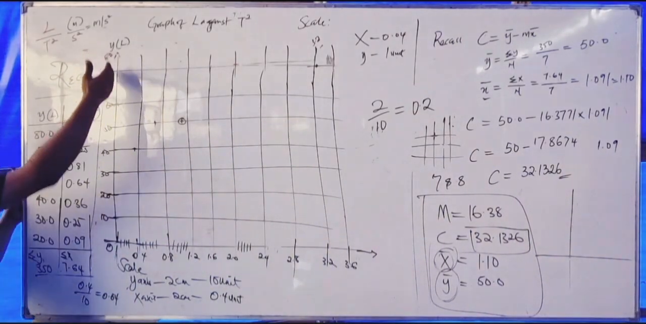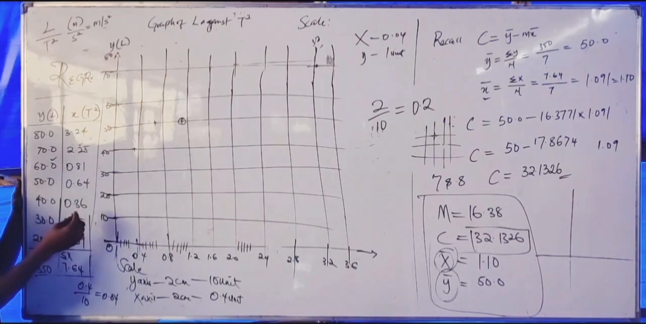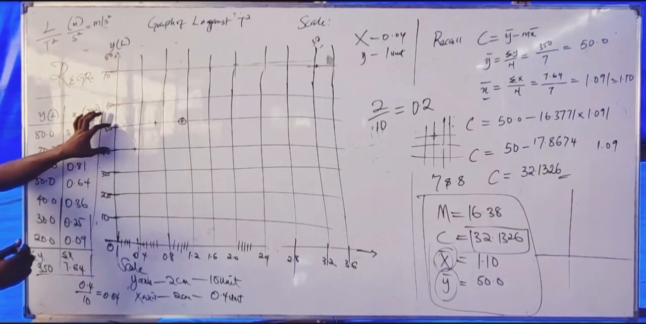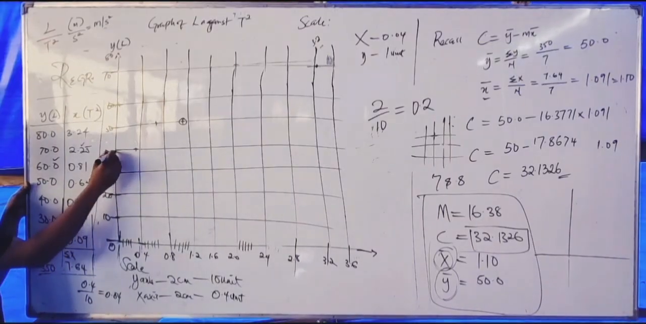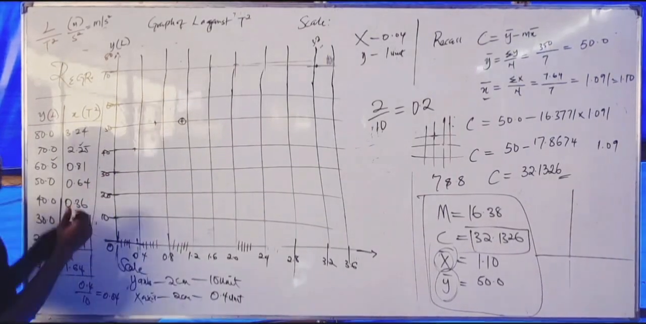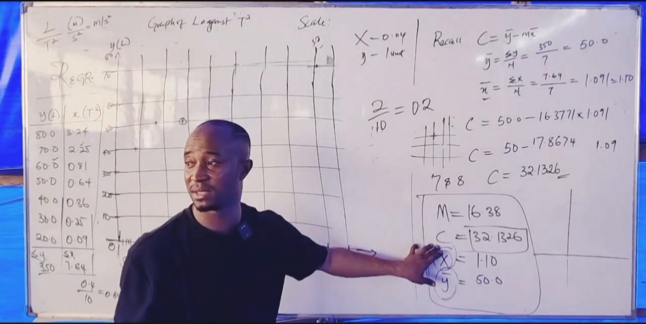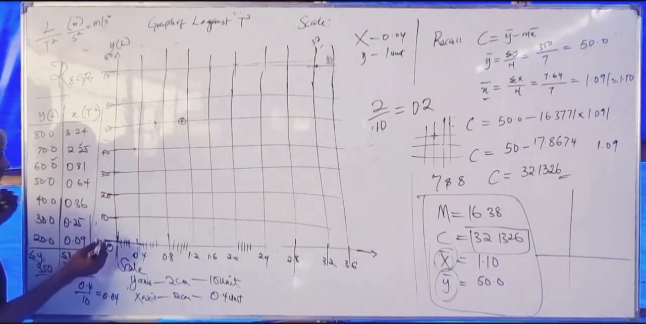32.1326 on the y-axis. Yes. Between what and what? 32 should be here, right? So locate it from here. What do we say C represents? Your intercept. Is that not? Okay, locate it from here. Locate your C.